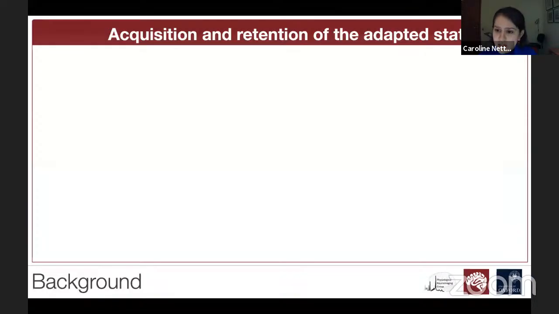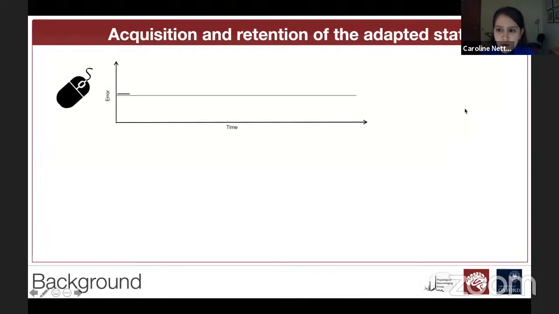So motor adaptation is fundamental to navigating our world because our environment and our bodies constantly change, and to keep up performance, we're required to adapt to this change. For example, since you've all had to recently work from home, you might have had to get used to using a different computer mouse. And this mouse might have different properties such as a lag, and you will start to make movement errors in the beginning, like you can see here on the graph in the red curve.